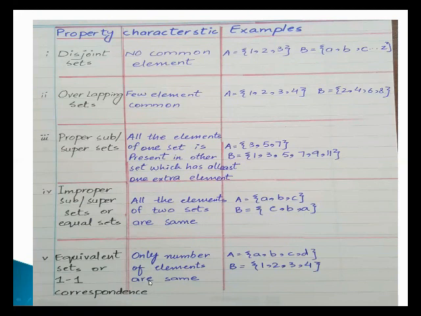The last is equivalent set or one-to-one correspondence. Only the number of elements is the same. According to the example, sets A and B are there. Set A has A, B, C, D. Set B has 1, 2, 3, 4. We observe that four elements are given in set A and four elements are also given in set B. So on the basis of number of elements, both have the same number of elements. So they are an example defining the equivalent set. They are also known as one-to-one correspondence.